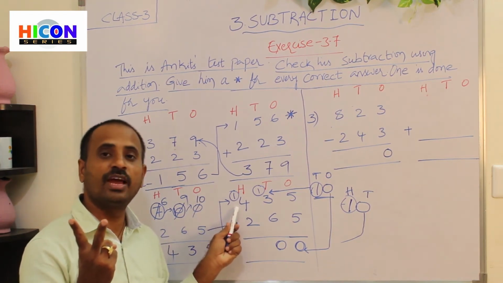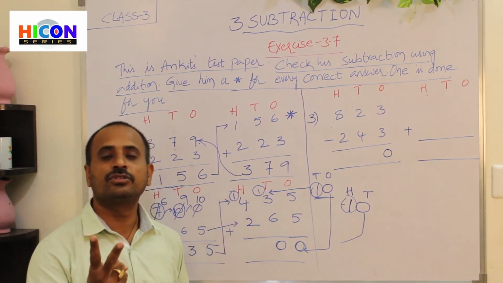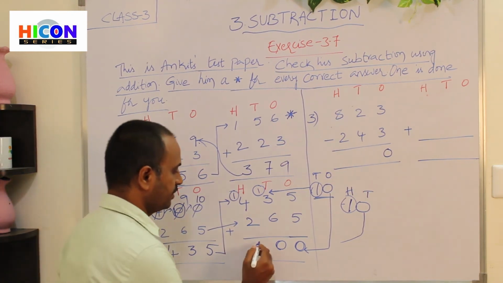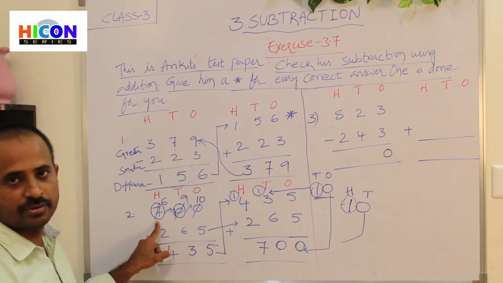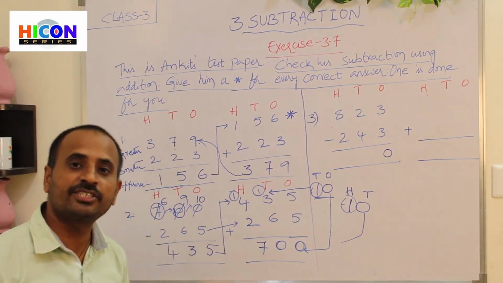And what is the sum we have got? 5. So after 5 we will get 6. So start counting from 6. 6, 7. So the sum is 7. So children, what we have got? We have got the greater number. That means we have got the first number. So the subtraction is correct.